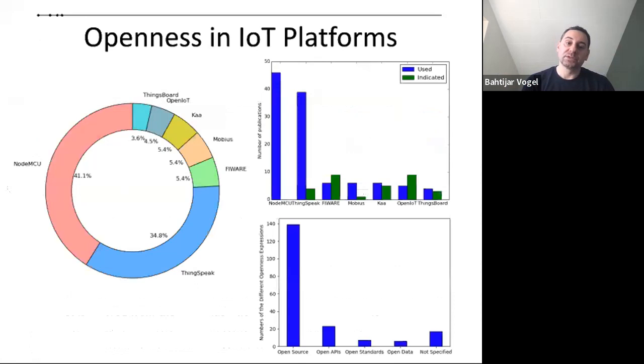Another study we did was related to openness, but of IoT platforms. And we have identified a couple of open IoT platforms that are being used mostly among researchers, because this data has been collected from scientific articles. And it was interesting to see that all the researchers believe the main dimensions of openness are open source, open APIs, open standards, open data. And there are also some other notions that are not really specified in this data.